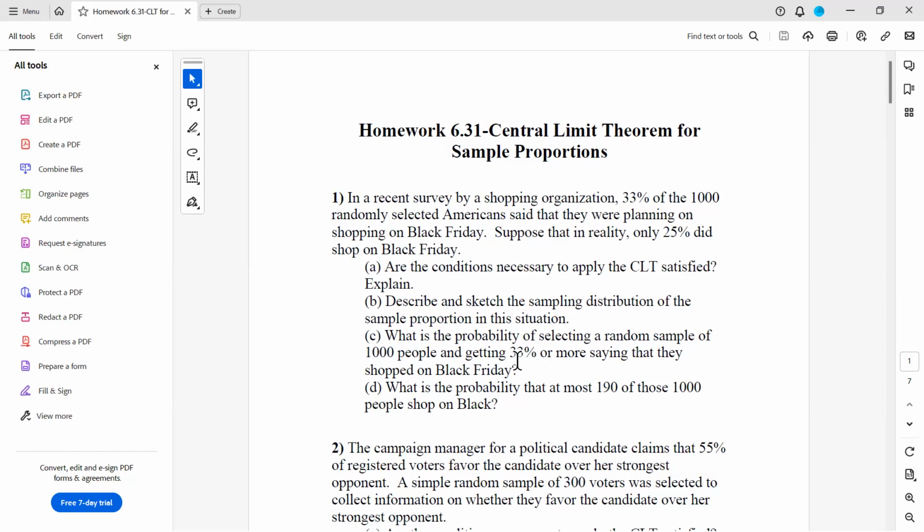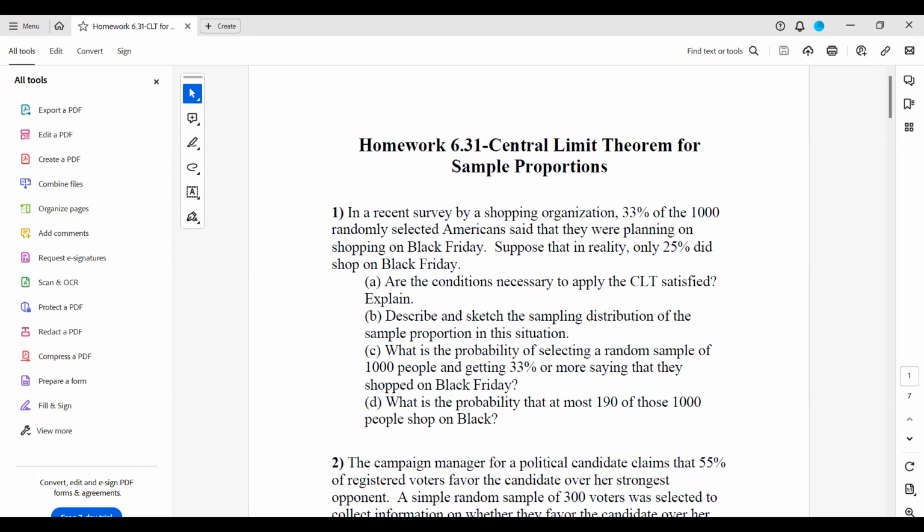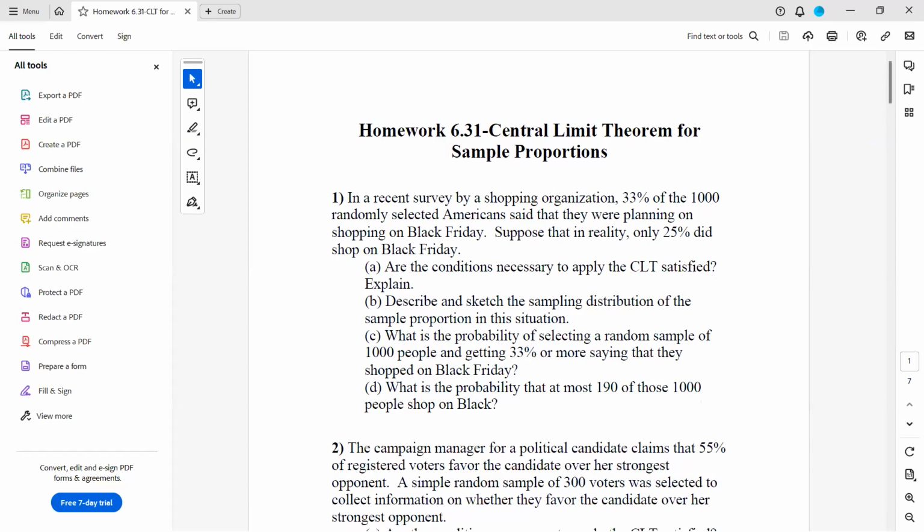Yeah. I got sigma p equals, and then the square thing, 0.33 times 0.67. No. You don't need to do all that. You're creating another, no.